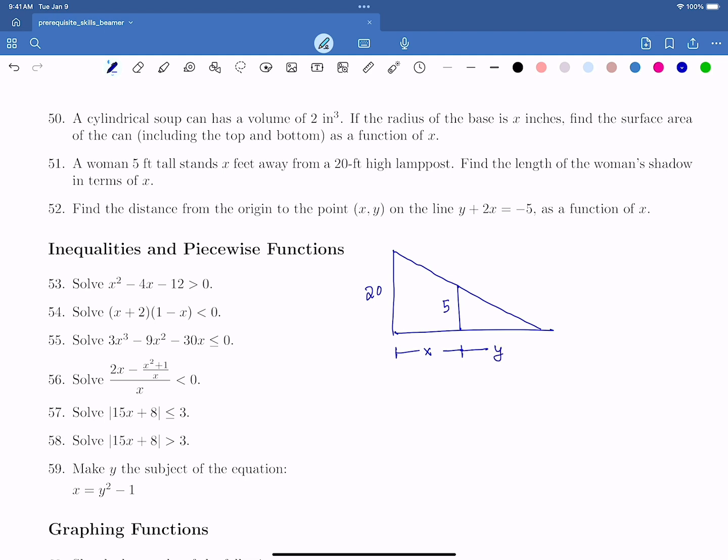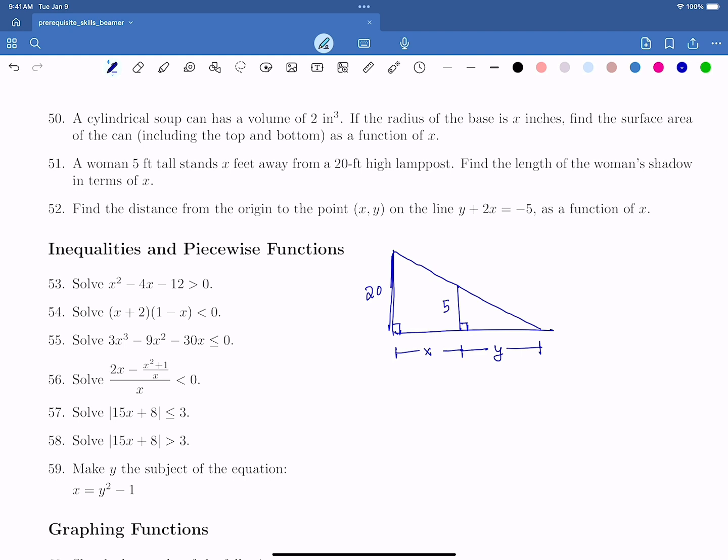So we'll say y is her shadow here. Find the length of the woman's shadow. So find y in terms of x. We want to write an expression for y in terms of x? Well, we have a right triangle inside of a right triangle. These are similar right triangles, so we can create a proportion.